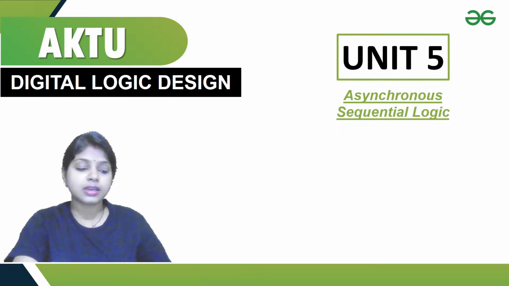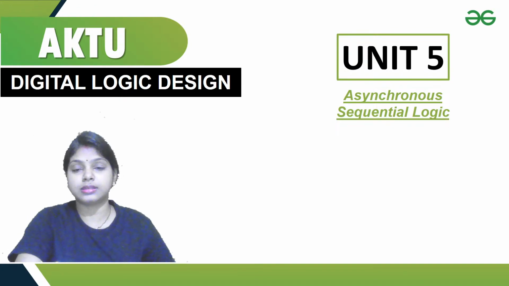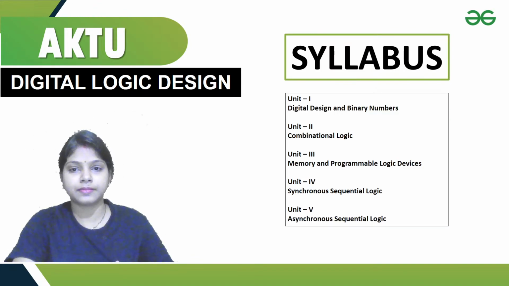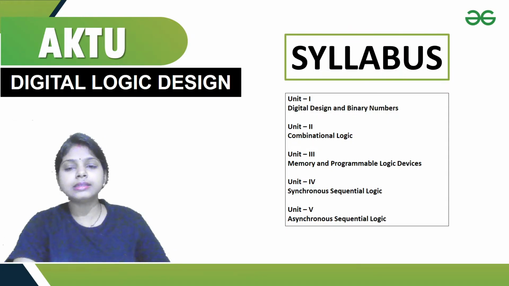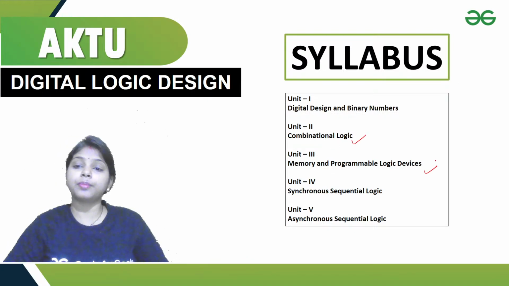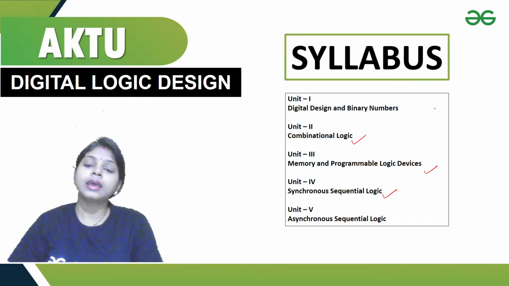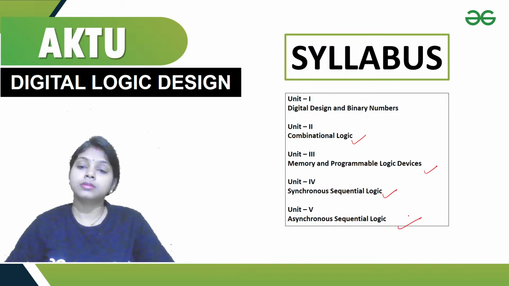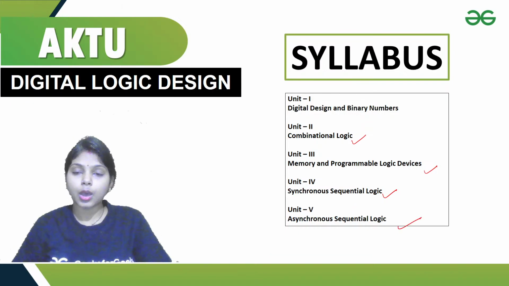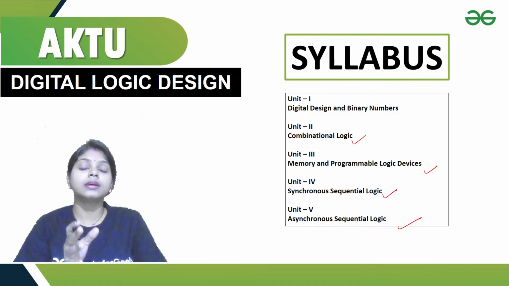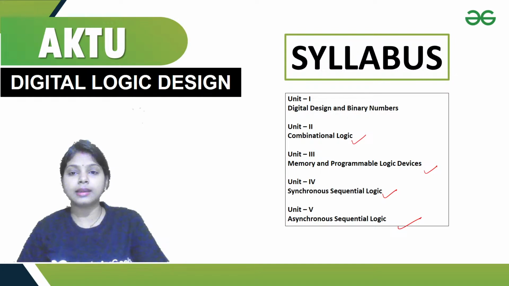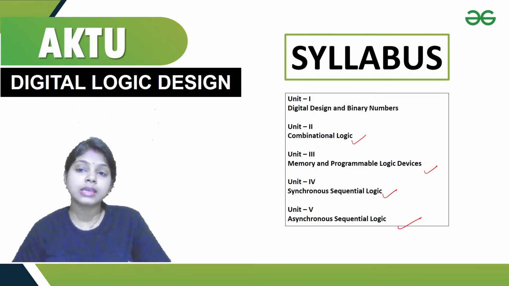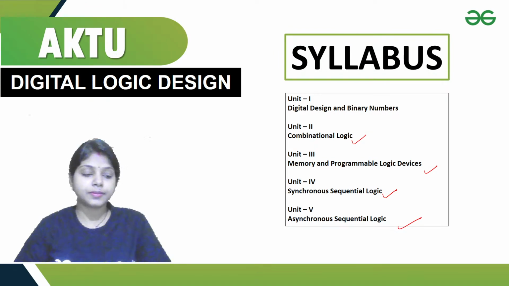So here I have discussed the syllabus unit wise, right? I have discussed the major parts, right? First one is your digital design and binary numbers. Second one is your combinational logic. Third one is your memory and programmable logic devices. Fourth one is your synchronous sequential logic and asynchronous sequential logic, right? Now I'll give you the detailed syllabus unit wise, right? Like digital design and binary numbers consist of which topics, right? Are you ready for it?